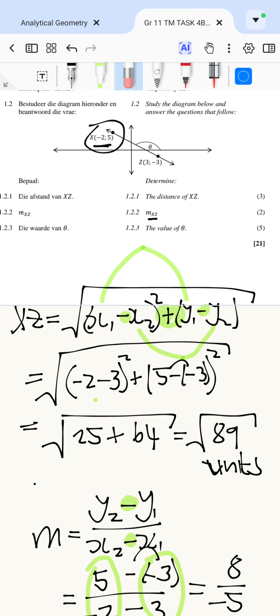Next, they're asking for the angle of inclination. Now, notice this. The angle of inclination is always from the positive x-axis. So that's this one. From the positive x-axis, anti-clockwise to my line. What we notice over here is that that is an obtuse angle, bigger than 90. So let's do our calculations, and we're just going to have to take that into consideration as we do this.